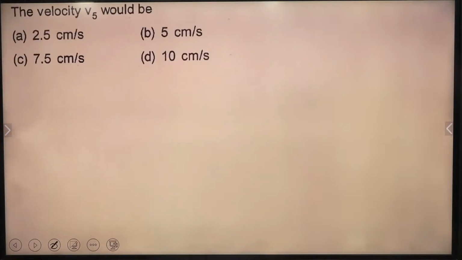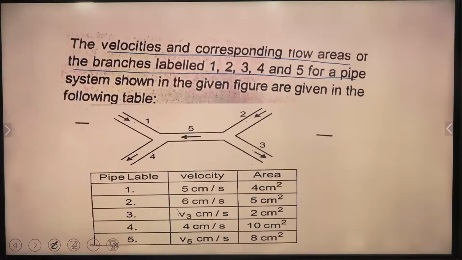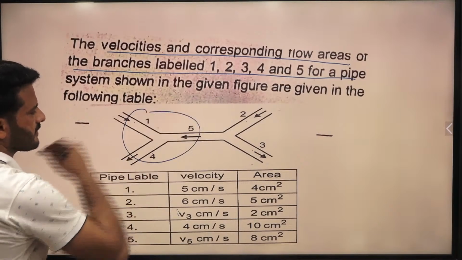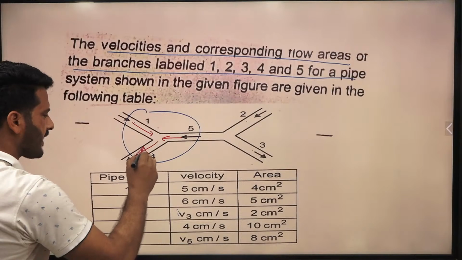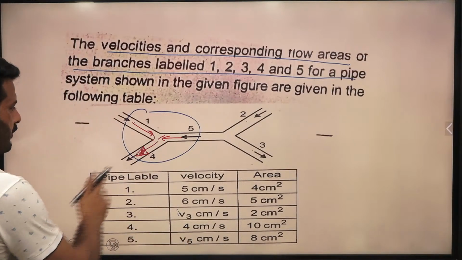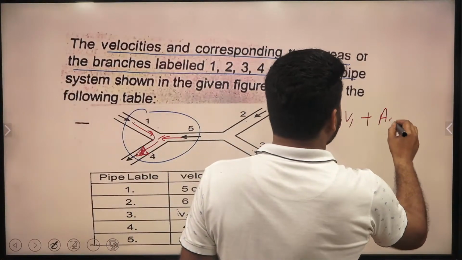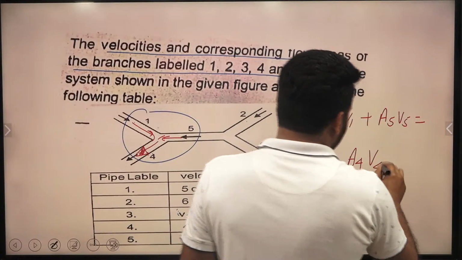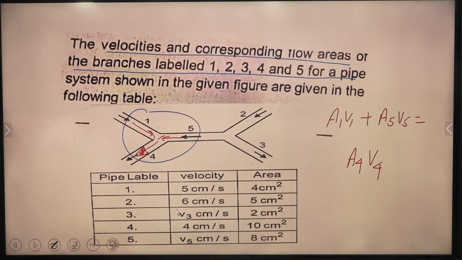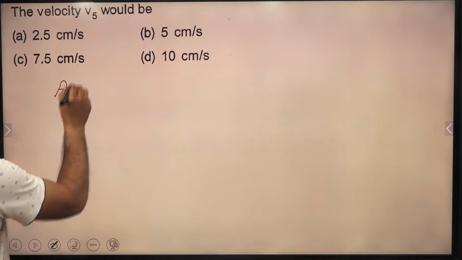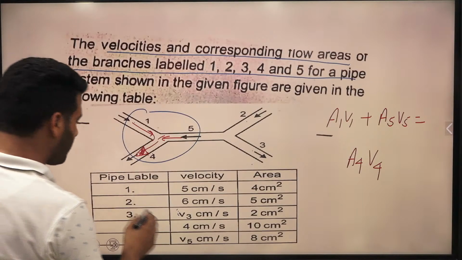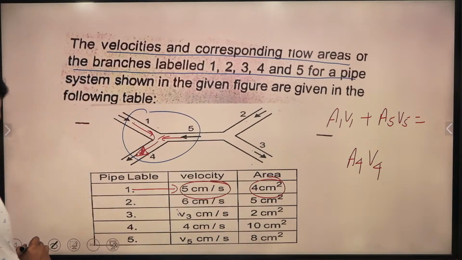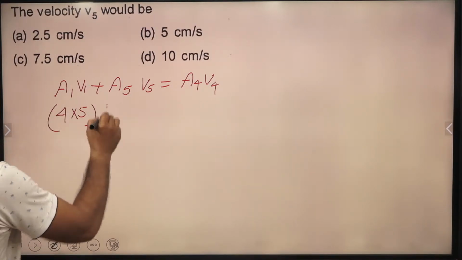So let us see what is basically demanded in the question. The velocity V5 would be, he's asking about the velocity. Just consider this junction, with pipe number 1, pipe number 5, pipe number 4. Here this flow and this flow ultimately go in this direction. So we can apply the continuity equation here. That is, A1 V1 plus A5 V5 should be equal to A4 V4. Is it okay or not? Let me know. Applying the continuity equation on this junction, A1 V1 plus A5 V5 equals A4 V4. So what is A1? A1 is 4, V1 is 5, plus what is A5?